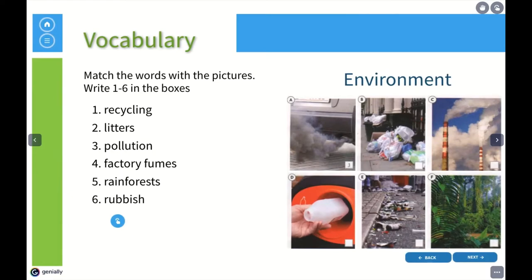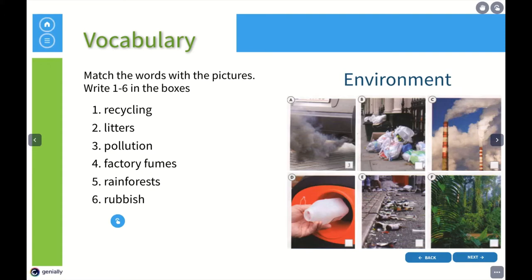Okay, so let's move to the next exercise about the environment. We have another set of words like recycling, litter, pollution, factory fume, rainforest and rubbish. So match these six words with the pictures here, A to F. The picture A is already done, A with number three, pollution. It can be another kind of pollution. Also picture B, picture C and picture E are also kinds of pollution, but here we pick up only one because the other pictures are going to match with the other words.